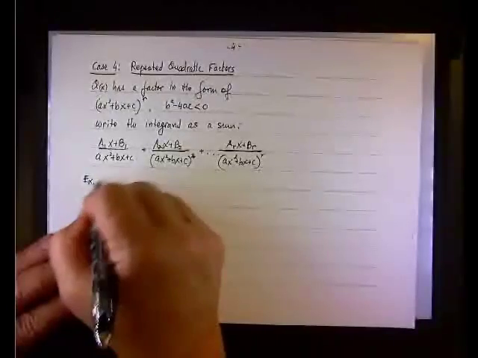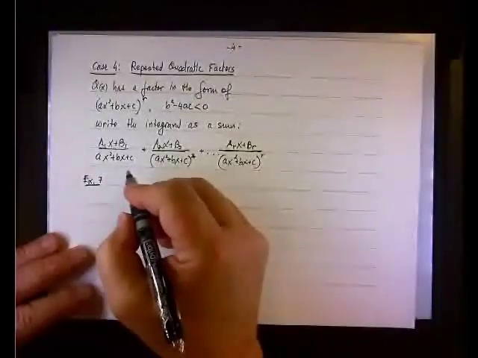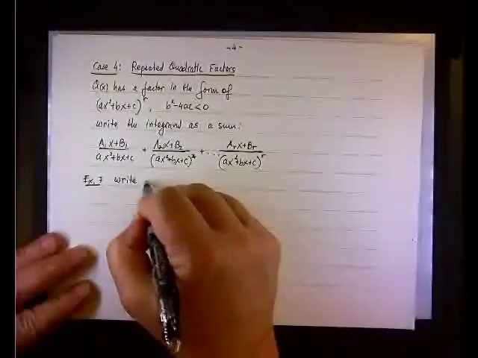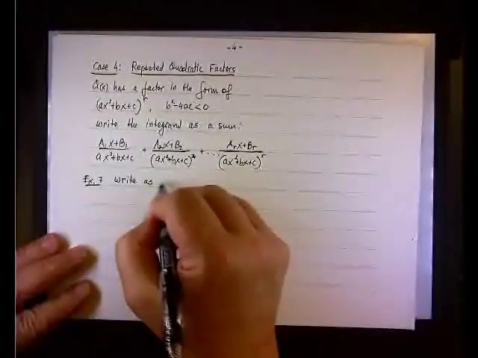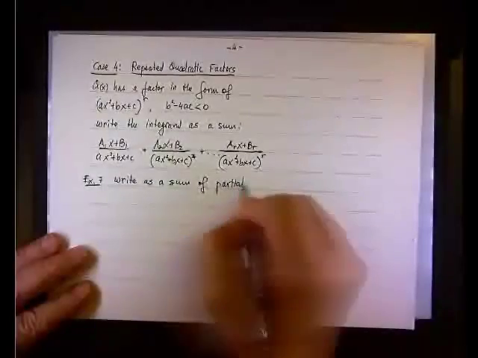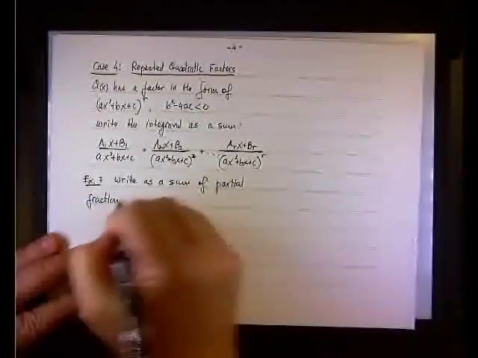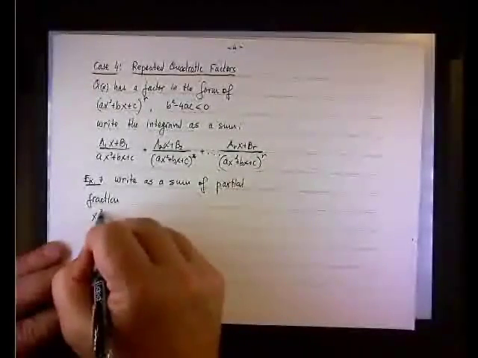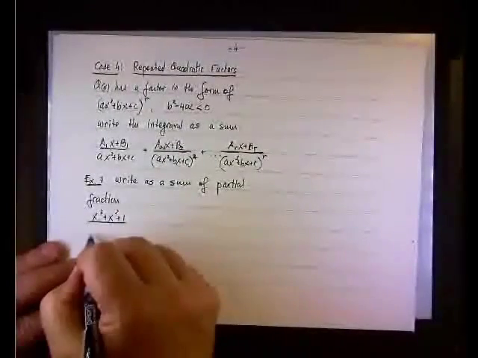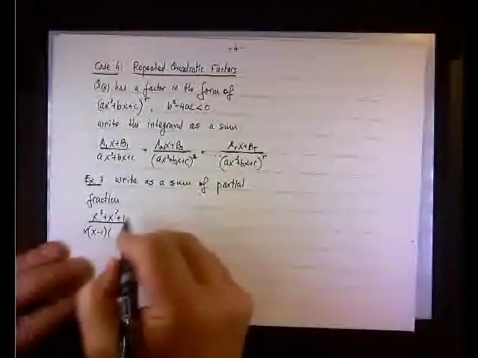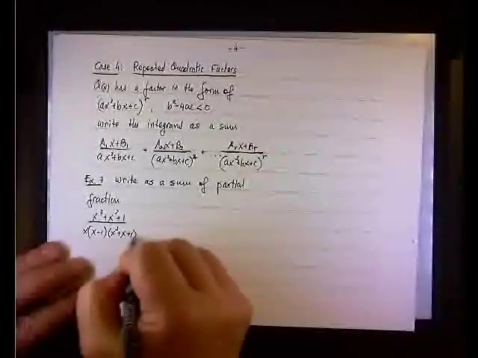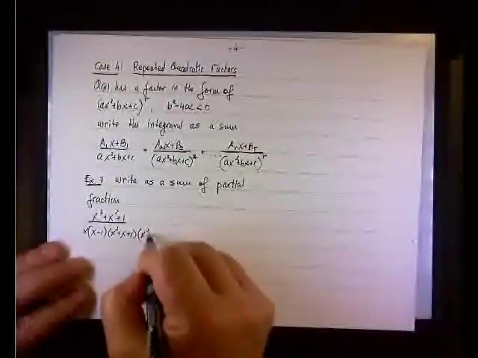And a quick example here, we call it example 7. We're going to write as a sum of partial fractions: x cubed plus x squared plus 1 over, here we have x times (x minus 1) times (x squared plus x plus 1) times (x squared plus 1) cubed.